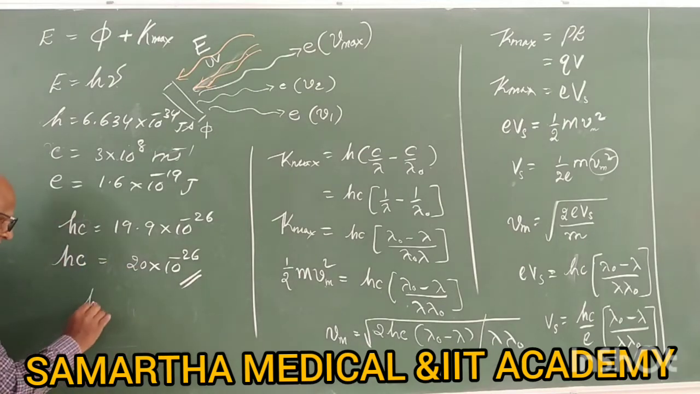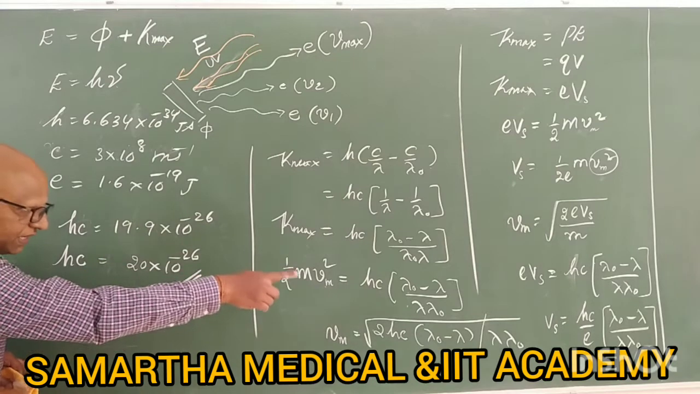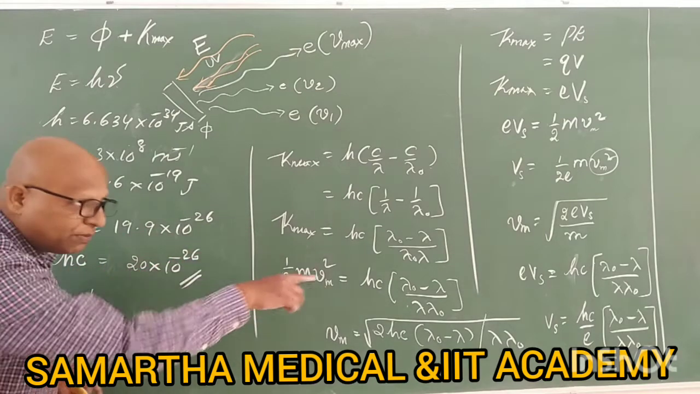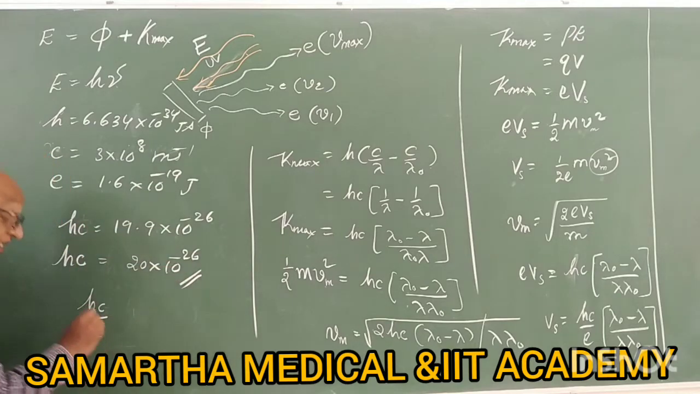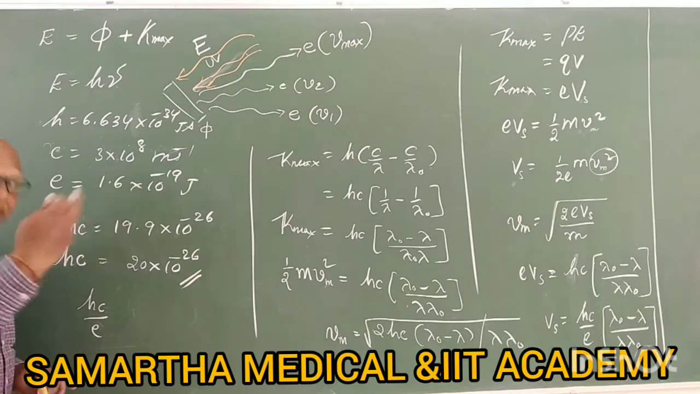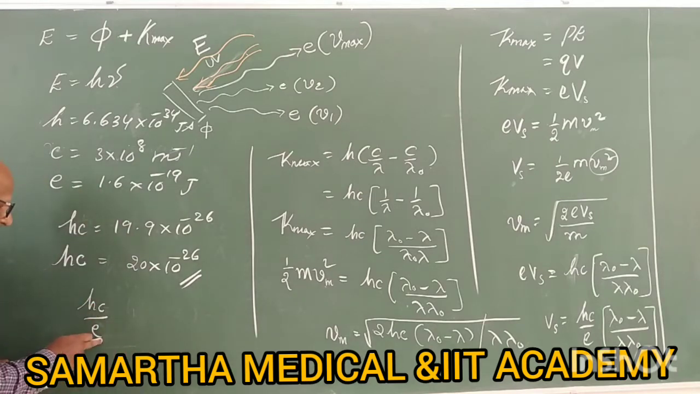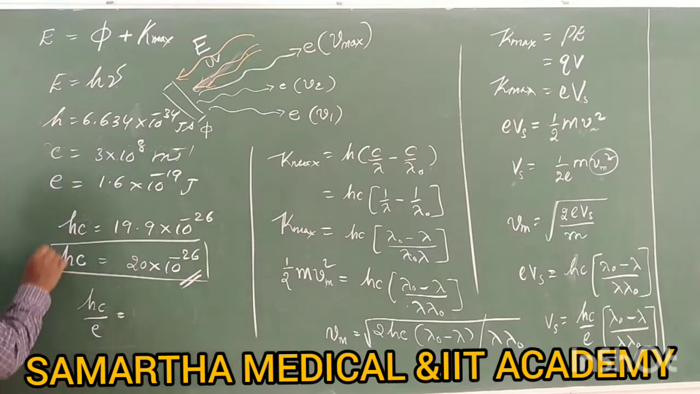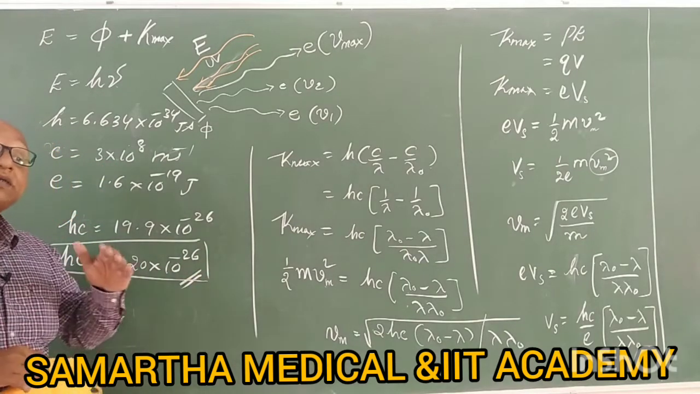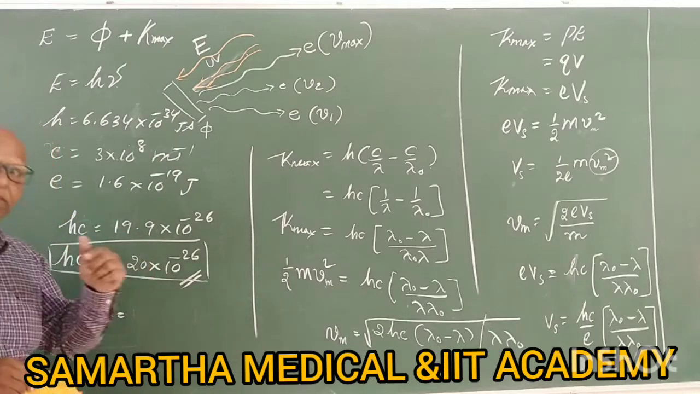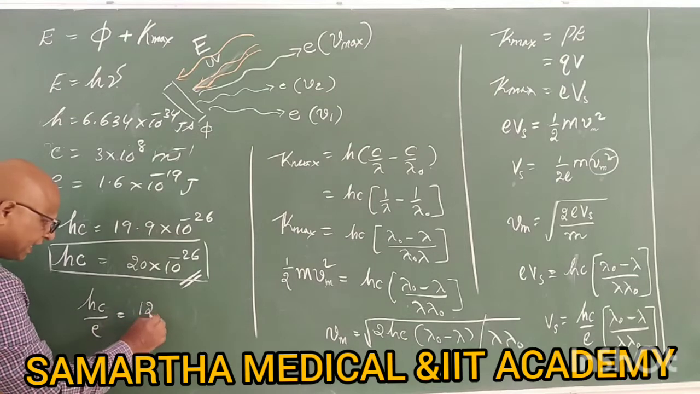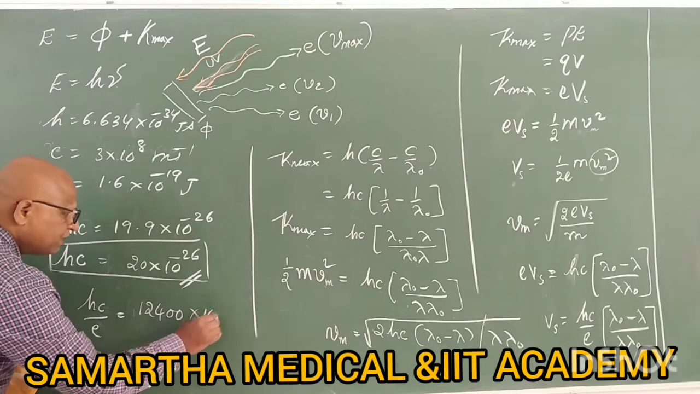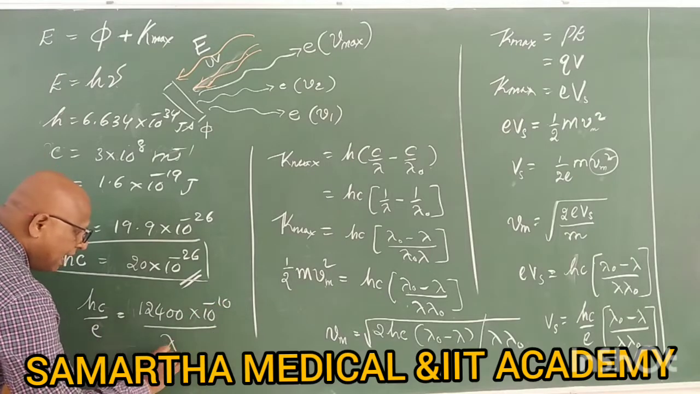And also, Hc by E comes not only in that particular formula, but in many places. Hc by E will come again and again in this particular chapter and also in the next coming chapters. That's why remember Hc by E; I will tell you all these shortcuts. This shortcut is useful for this chapter and the next chapters also. Hc by E will be, I will directly write it, 12,400 into 10 to the power of minus 10 divided by lambda.